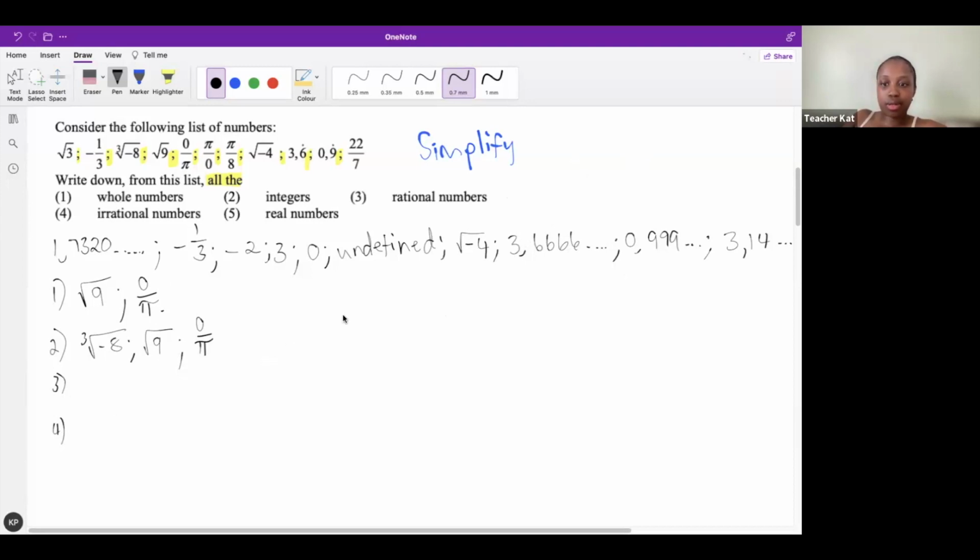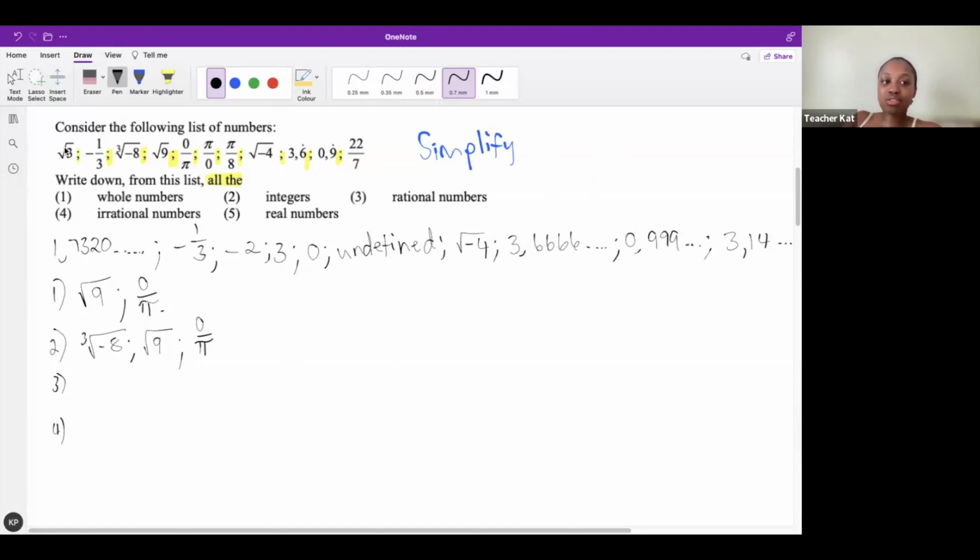Okay, these are all the integers that are contained in this list of numbers. Now we go to rational numbers. Remember, rational numbers can be written as a fraction, or if it is a recurring decimal, that is also considered to be a rational number.